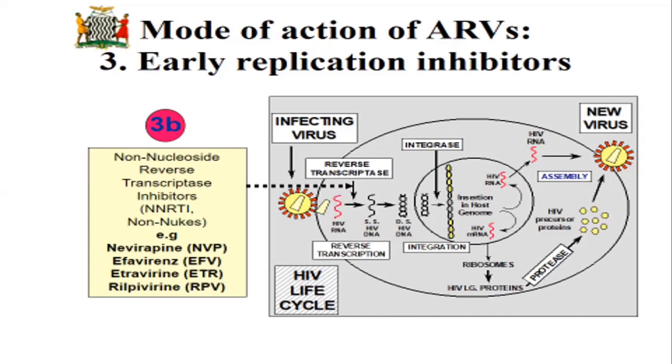So here is the non-nucleoside reverse transcriptase inhibitor. It does not involve itself with the HIV RNA, but it directly blocks the reverse transcriptase, which is the enzyme that is used to convert HIV RNA to HIV DNA. So this is the second group or class of ART drugs.